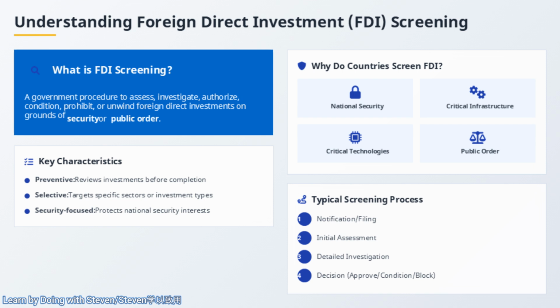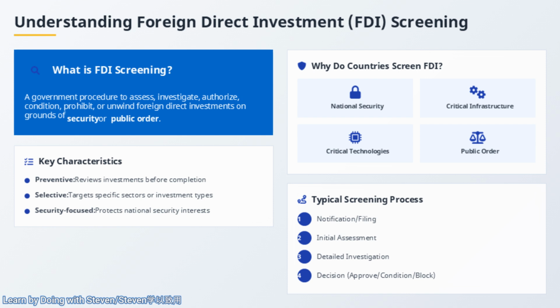order. To understand this framework, we first need to be clear on what we mean by FDI screening. It's a government procedure to assess, investigate, and ultimately authorize, condition, prohibit, or even unwind foreign investments, specifically on the grounds of security or public order. The key characteristics of this process are that it's preventative, meaning it reviews investments before they're completed. It's selective, targeting specific sectors or types of investment, and it's security-focused.